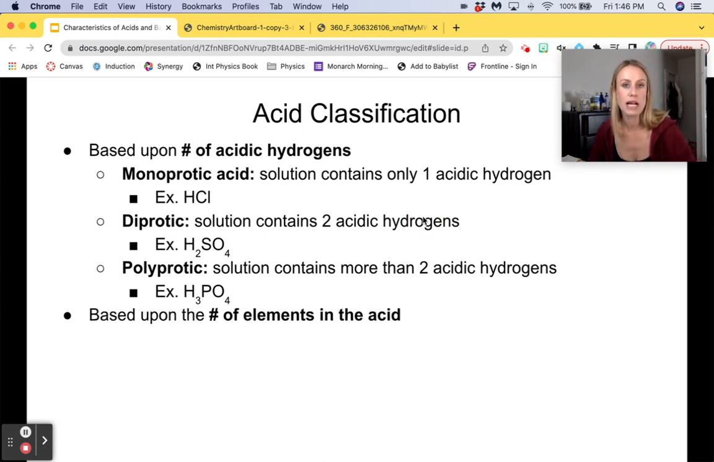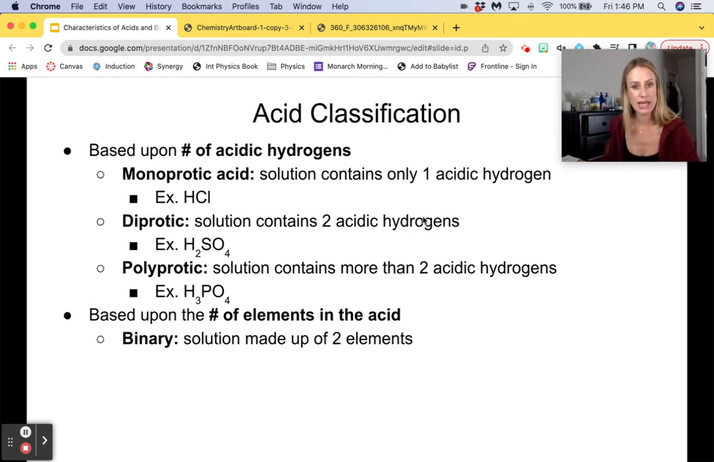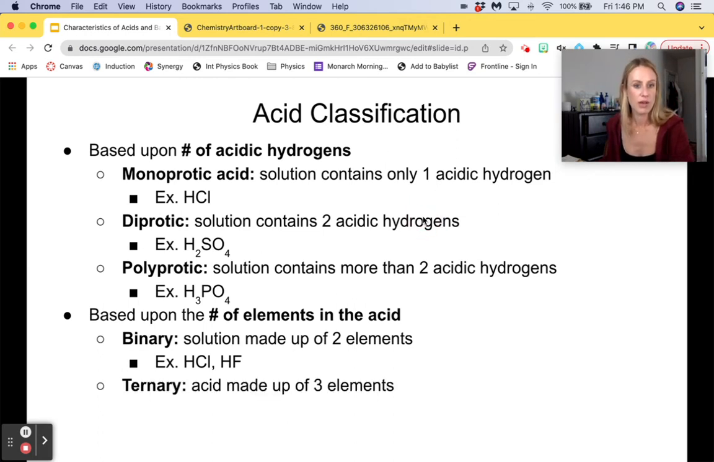And then the other way to classify an acid is based on the number of elements in the acid. So if we have a binary acid that's only made up of 2 elements, remember bi means 2. And so examples of this would be hydrochloric acid and hydrofluoric acid. We have just HCl and then just HF. And then we also have ternary acids, and this acid is made up of 3 elements. Ternary, TER, that's like a 3, right? That's a prefix for 3, one of them.